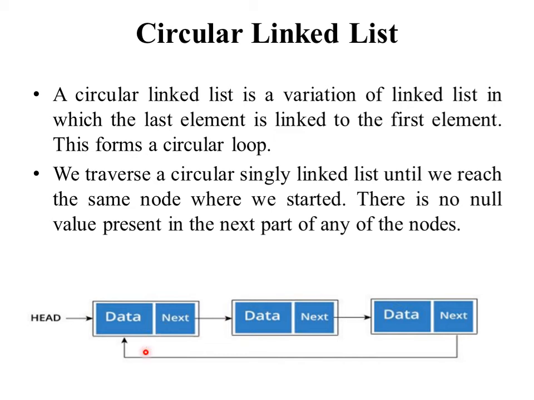So there is no null value present in this next node. In some applications, it is convenient to use a circular linked list. A queue data structure can be implemented using a circular linked list.